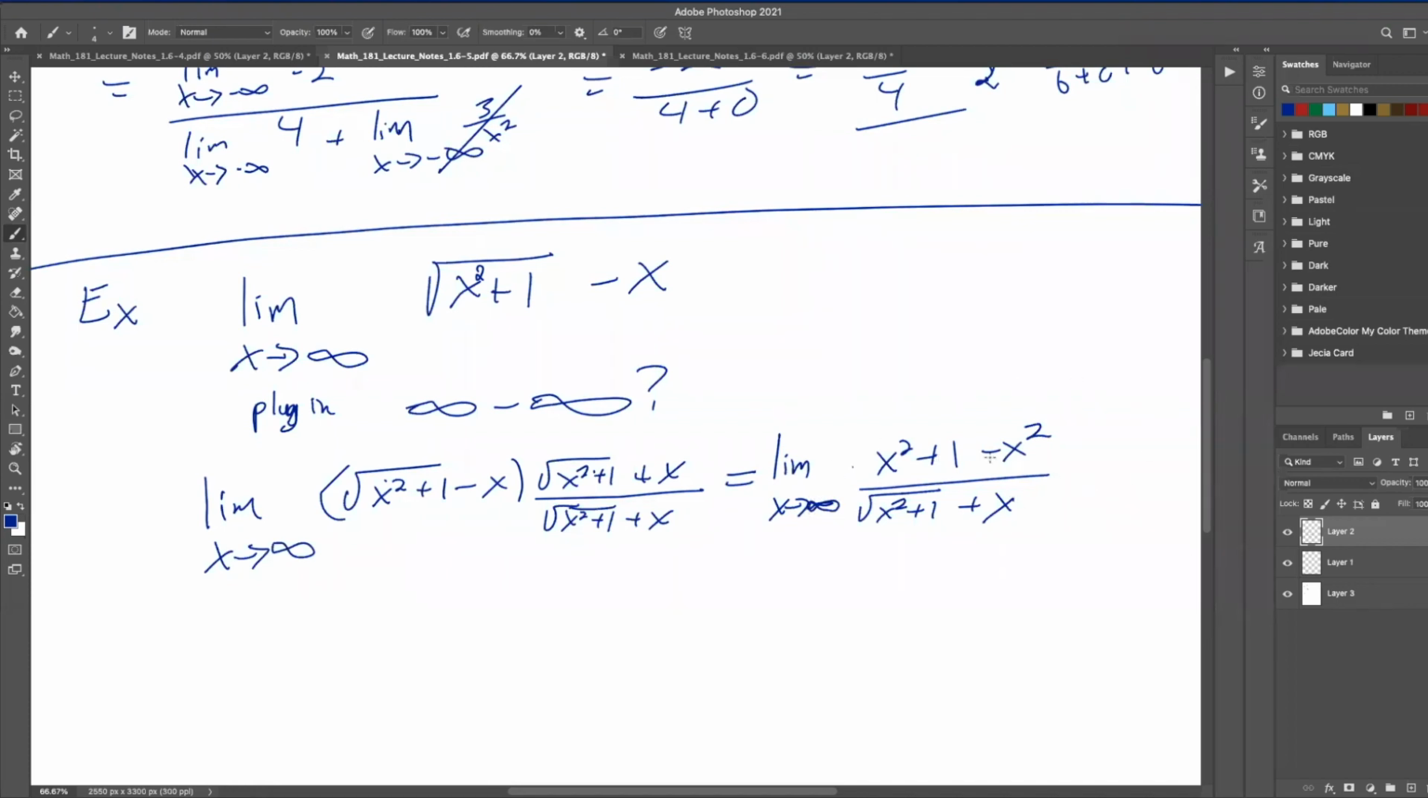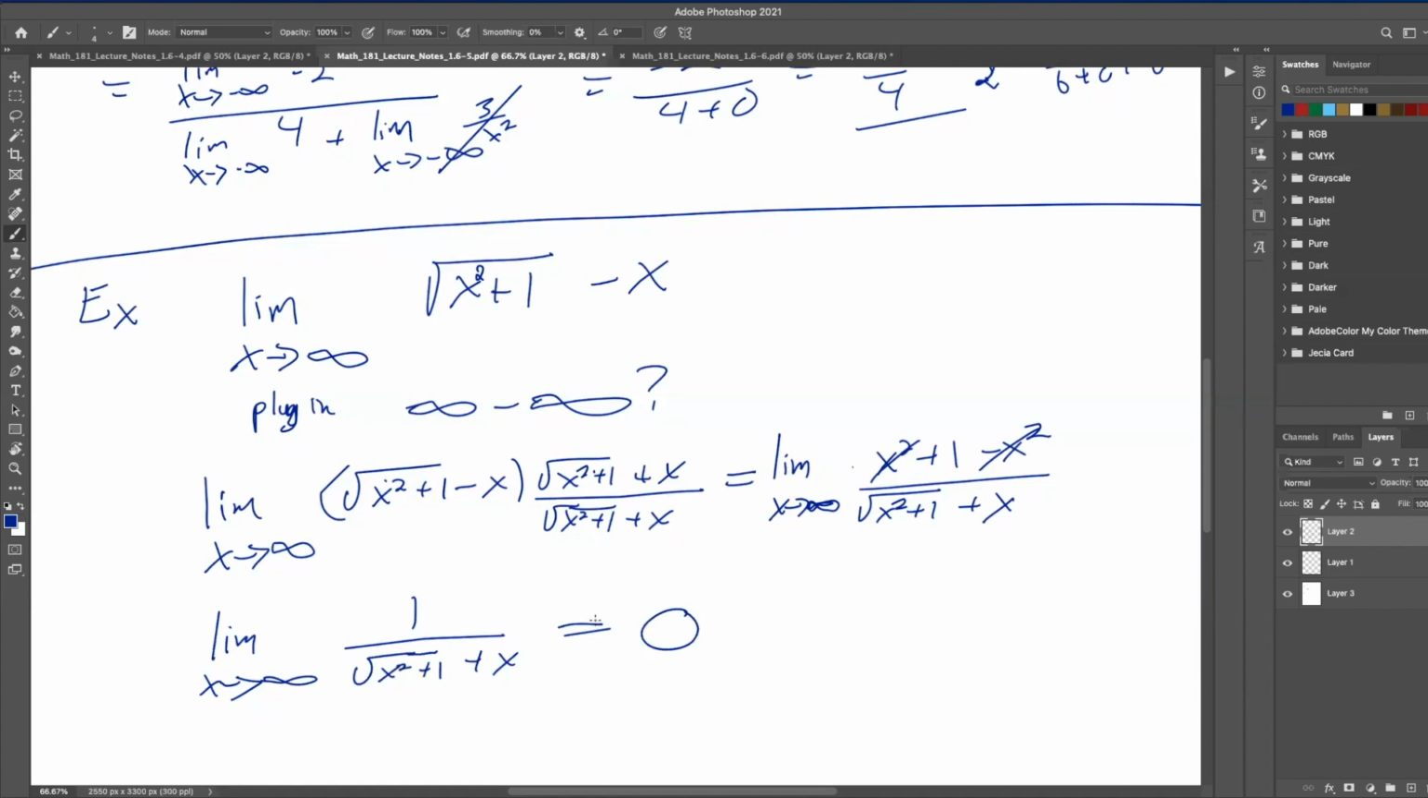All right, so now let's do this. This part cancels out with this part. And so what am I left with? The limit as x approaches infinity of 1 over the square root of x squared plus 1 plus x. Well, what does this go to? This goes to infinity plus infinity, so this goes to infinity. And 1 over infinity goes to 0. So this all goes to 0. Okay, so that's our extra problem.